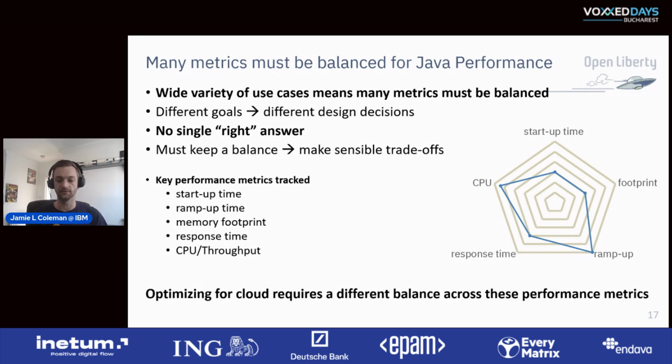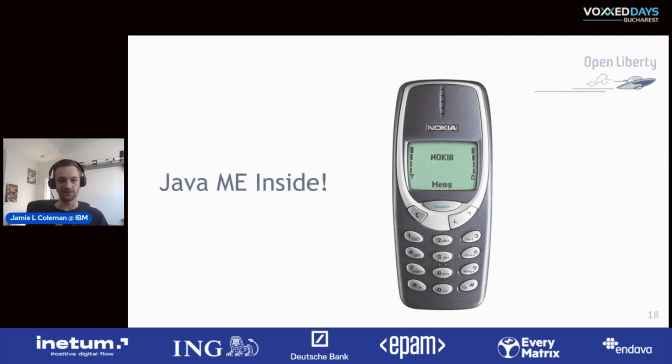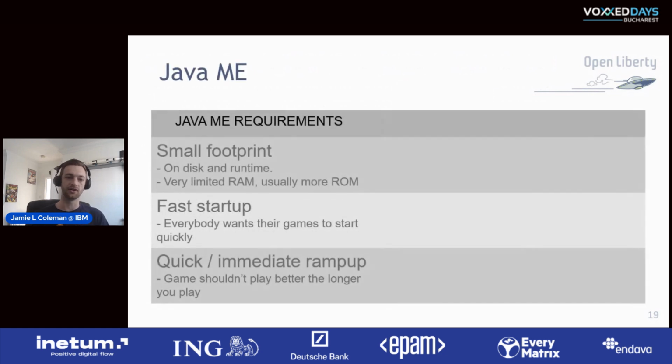So looking at old technology here, Java ME inside, this was one of the greatest phones ever, but it had very similar requirements. We had small footprint, fast startup, and quick immediate ramp up. Now, it was a bit different back then. It wasn't the case of trying to save money on resources. These phones didn't have the resources to have massive applications running and big JVMs, etc.